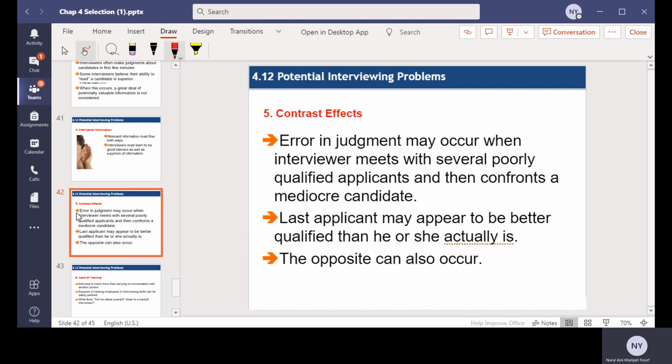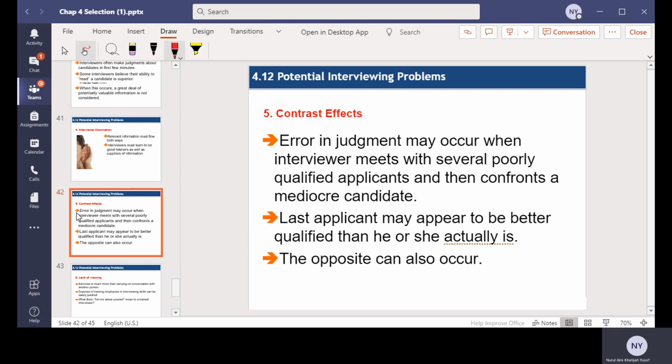The first and the second candidate are so bad. They cannot even answer correctly. So the interviewer summarizes, okay, today all the candidates, we have to reject. So they already make a judgment. Just because of a few poorly qualified applicants, they assume that all the applicants are poor. So this is contrast effect. They try to compare with the previous candidate.